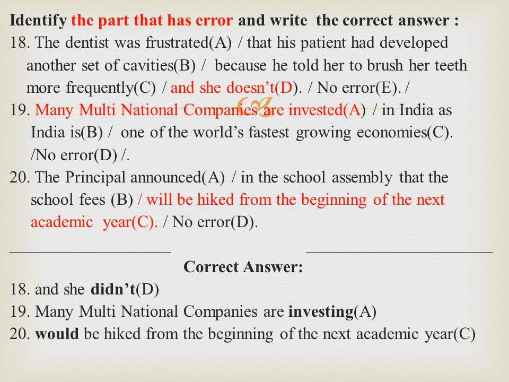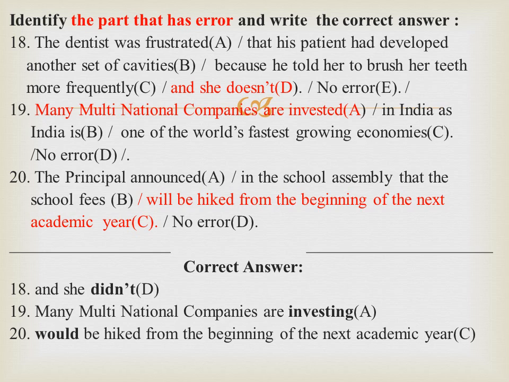Let us see now. Sentence number 18 describes a line of past events. All the verbs should be in past tense. Let us check now. The dentist was frustrated that his patient had developed another set of cavities because he told her to brush her teeth more frequently and she doesn't. There lies the error. The error is in part D. Since she doesn't is in present tense, we have to use past tense here. She didn't is the correct answer.